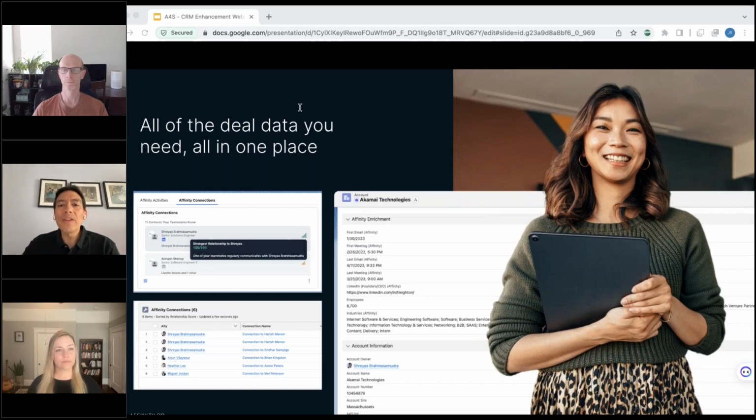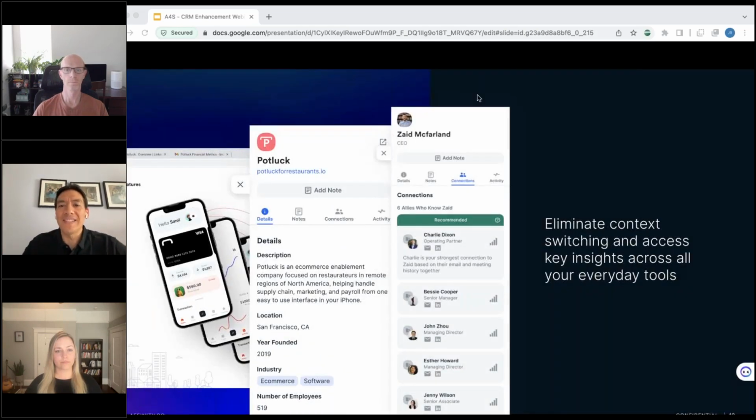Now, I know one of the main challenges with CRMs delivering genuine value to deal makers is the accessibility of the data. Brooks, can you share with us how Affinity for Salesforce makes this data available outside the confines of the traditional CRM like Salesforce?